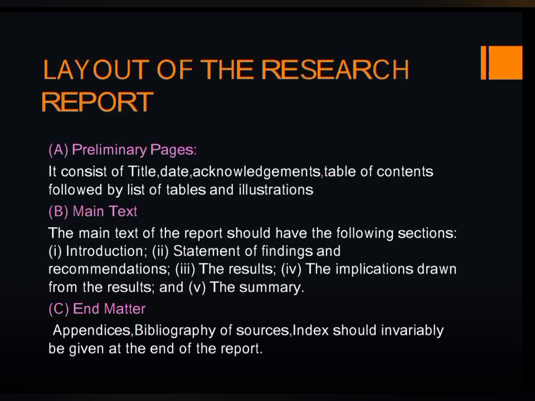In this video, we are going to learn about the layout of a research report in research methodology. The layout of a research report typically includes three sections, that is preliminary pages, main text and end matter. The preliminary pages consist of the title, date, acknowledgement, table of contents, followed by list of tables and illustrations.